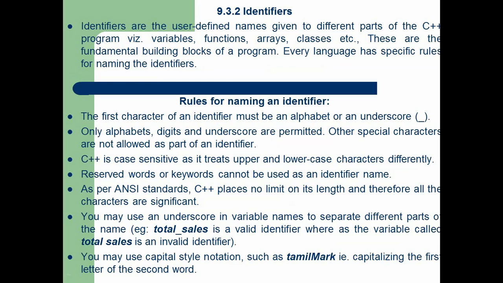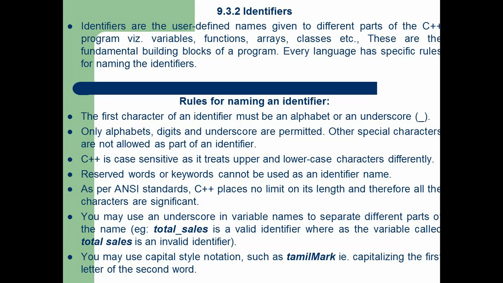So now we are going to see the next lexical unit or element: identifier. What is an identifier? Identifiers are user defined names. It is a name for what? For different parts of a C++ program. In C++ there are different parts. For each and every part, the user should give some name for identification. That name is called an identifier.